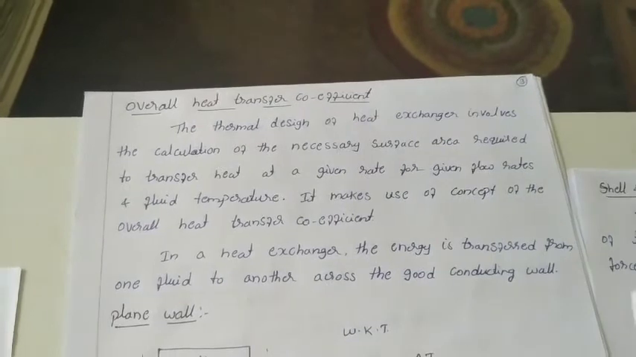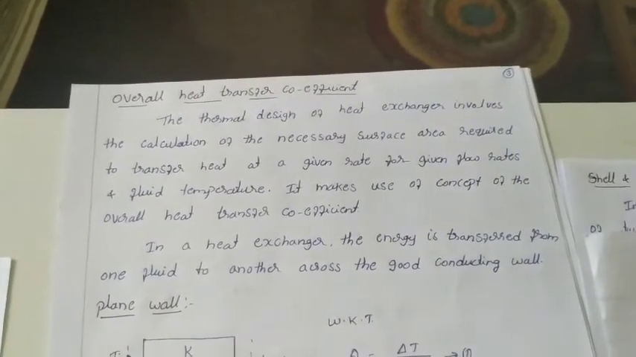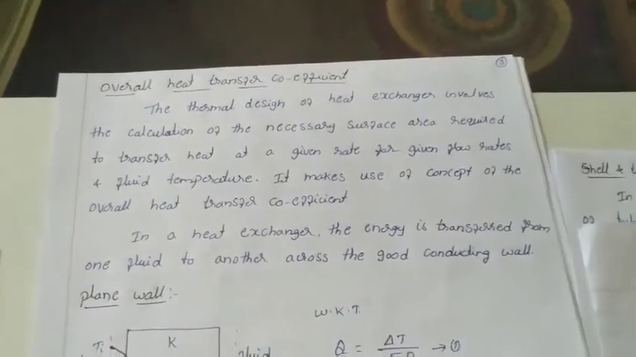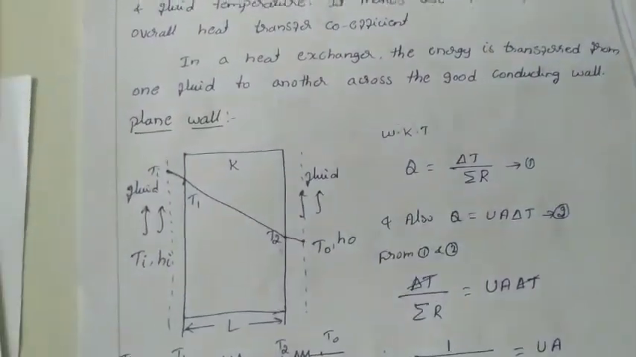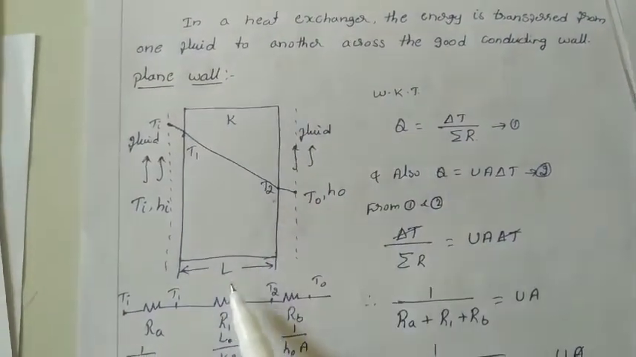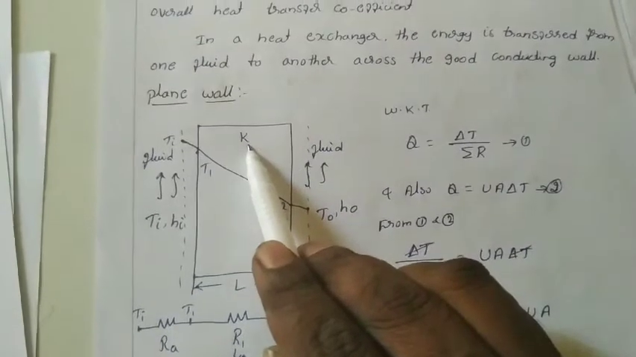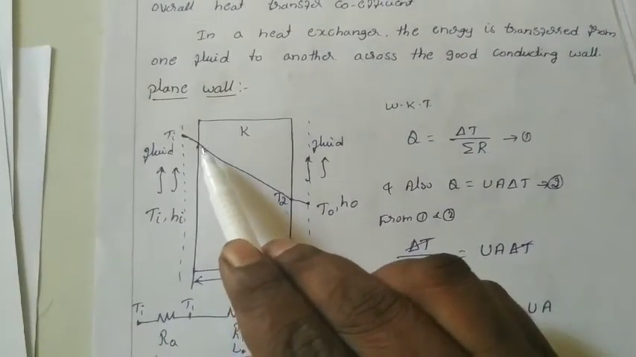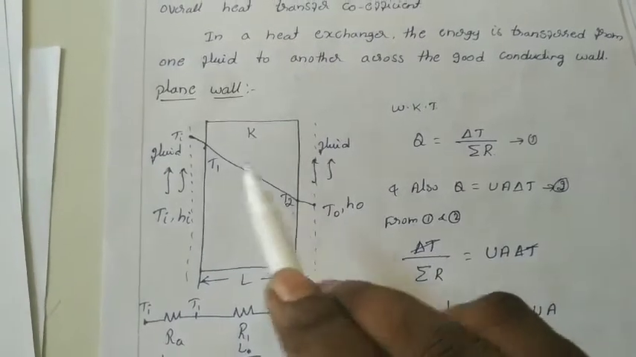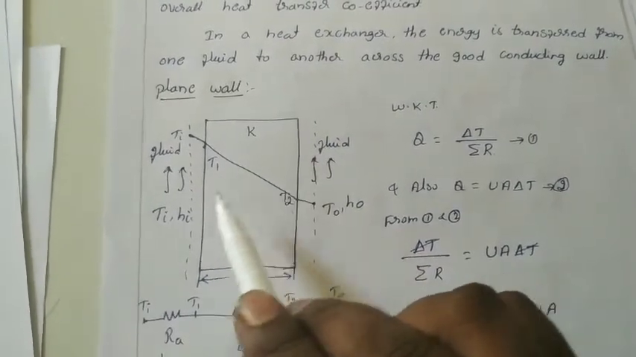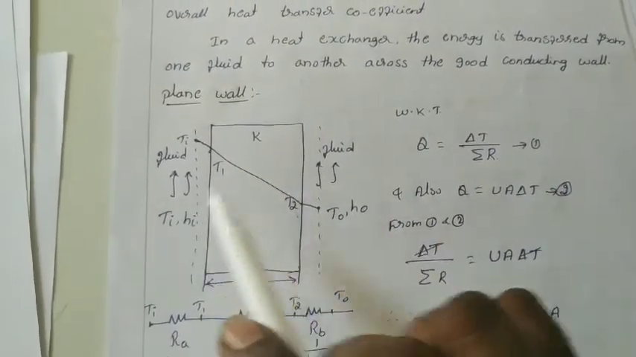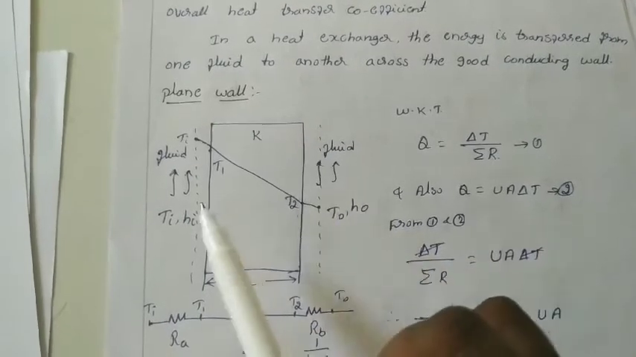Now, in a heat exchanger, heat energy is transferred from one fluid to another fluid across a good conducting wall. For example, let us consider a plane wall of thickness L having a thermal conductivity of K. Let the surface temperature be T1 on one side and T2 on the other. On both sides of the wall, a fluid flows on either side.